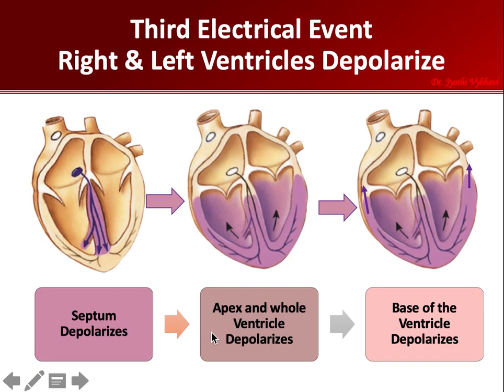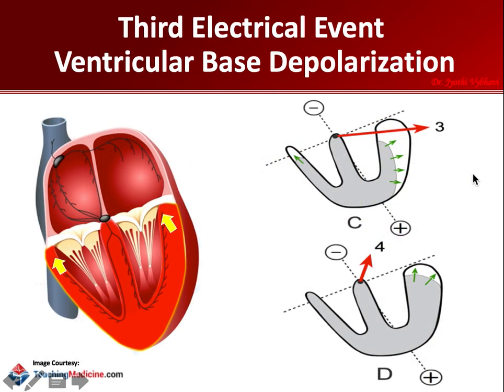Then comes the next event, the base of the ventricle depolarizes. The last part to be depolarized is the base of the ventricles. It is moving upwards and rightwards. So why is it moving like that? Because this is the base and this is the apex, you should know. These vectors are the last wave.